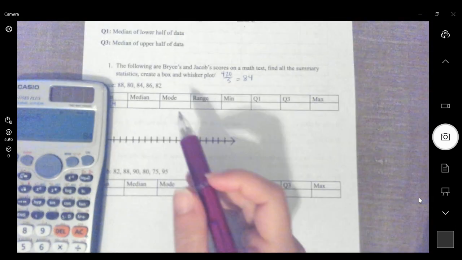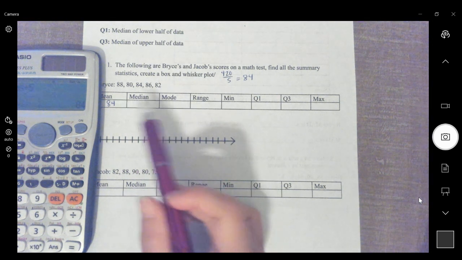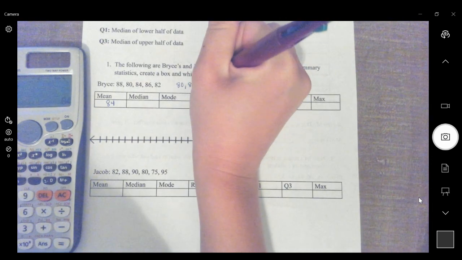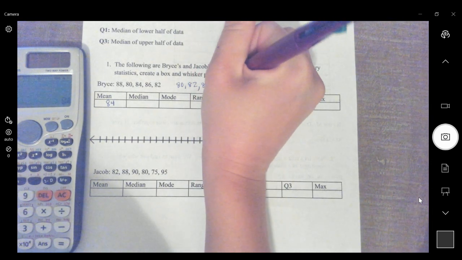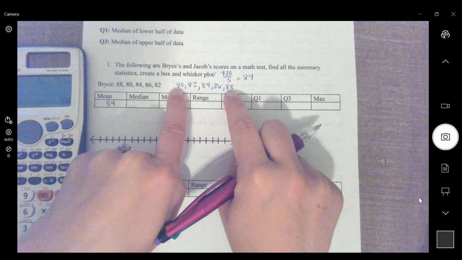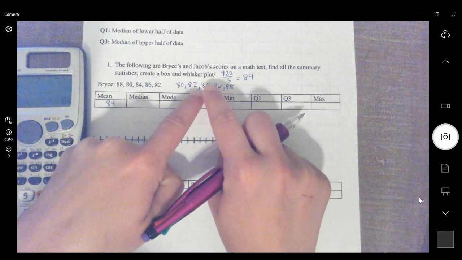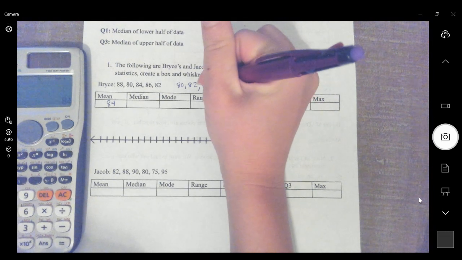For the median, first thing we need to do is put it in order from least to greatest, because this is not in order. So 80, 82, 84, 86, 88. I tried to make this kind of easy here. And then what I usually do is work my way in, putting my fingers on the outside and then going in one at a time to find which one is in the middle. And I'm going to circle that because we'll need it for our box and whisker plot.